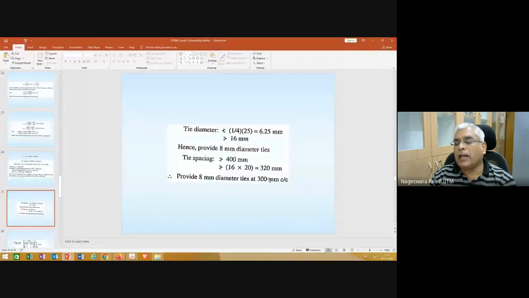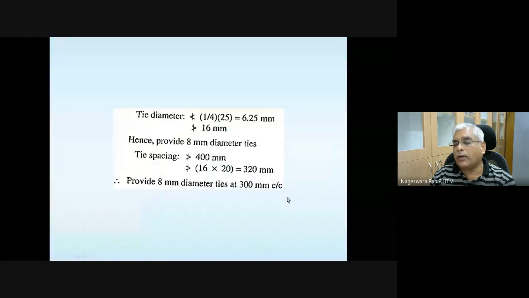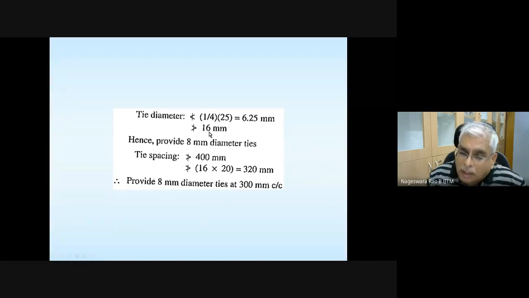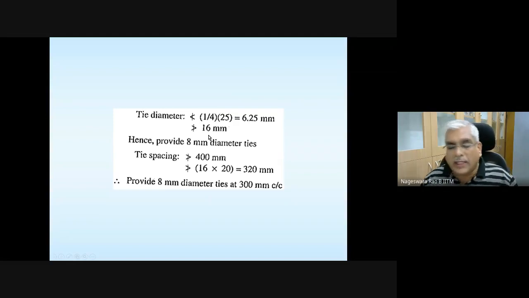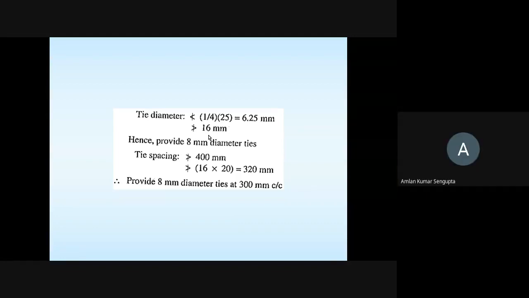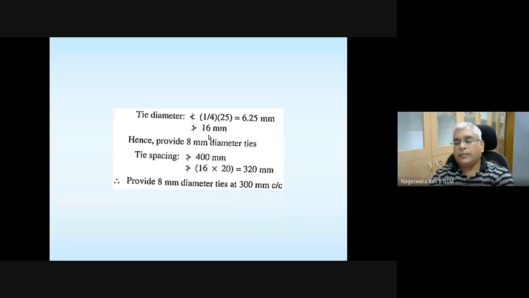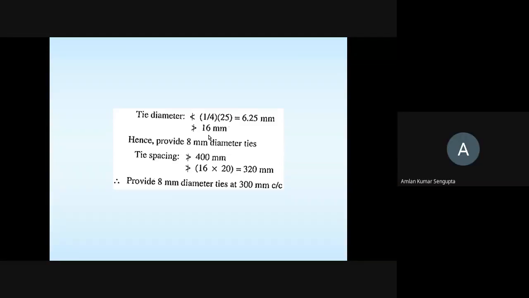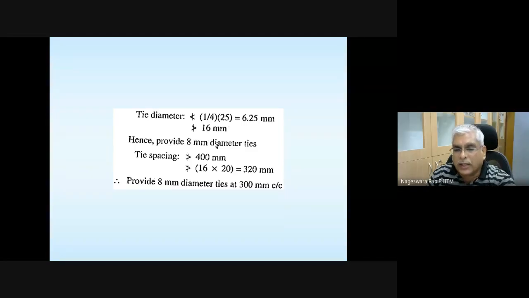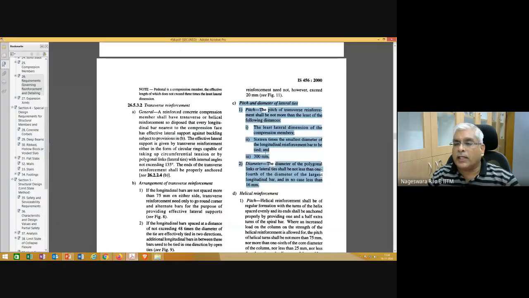So that is what the workout shows here. Tie diameter should not be less than 1/4 of the largest diameter, and also, I think Professor Amlan, there is one more thing. It should not be greater than 16 mm, because typically you cannot bend the ties if the size is large. That is true, you can read it that way also. In no case greater than 16 mm.